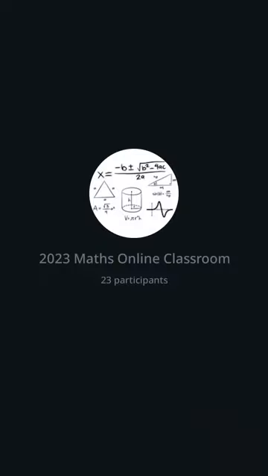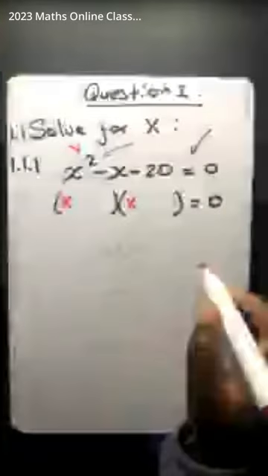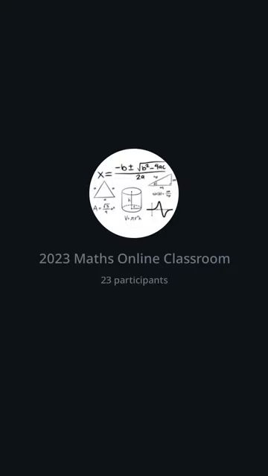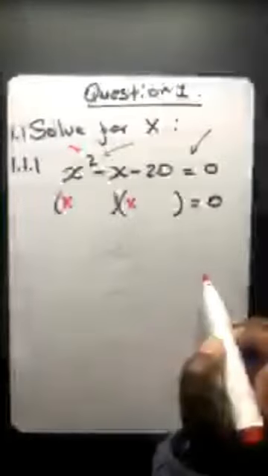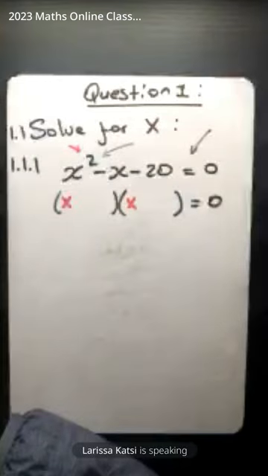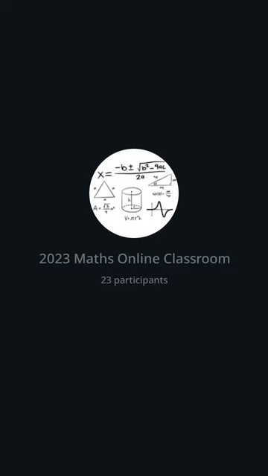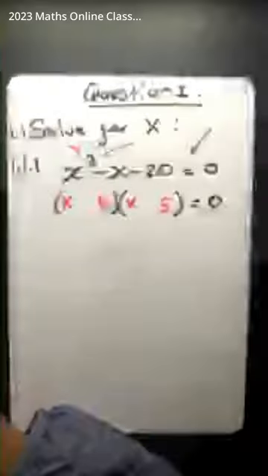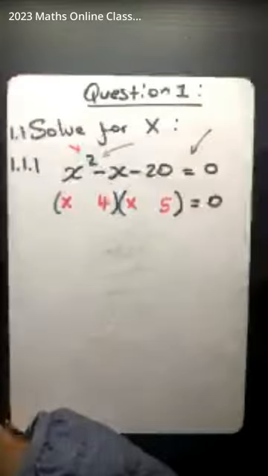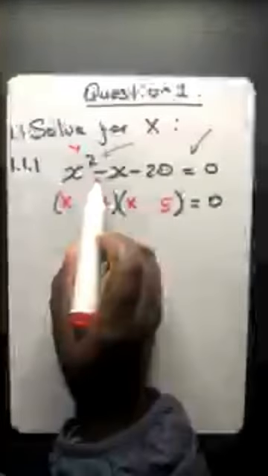Let's try to apply the procedure I mentioned regarding factorization. We've got x and x there. What two numbers multiply together to give you 20, and when you work them out together, they give you one? What are those two numbers? Five and four. And if you remember, we said the bigger number takes the sign of the middle term. Between these two numbers, 5 is the bigger number. It therefore takes the sign of the middle term, meaning 5 is the one which is negative.